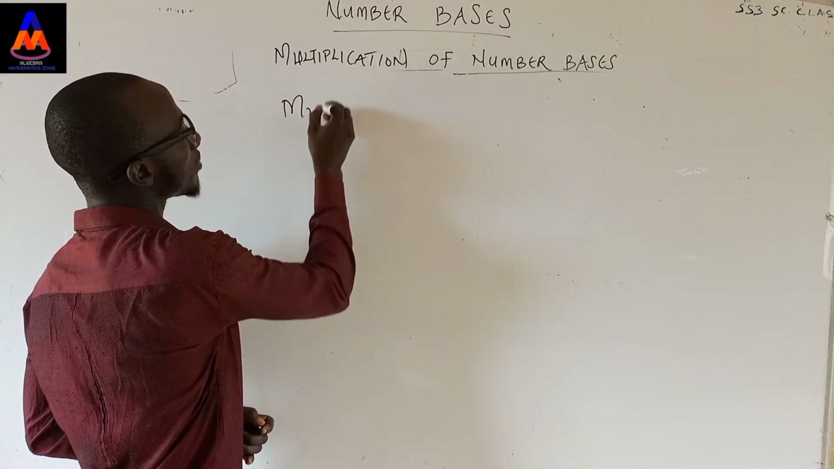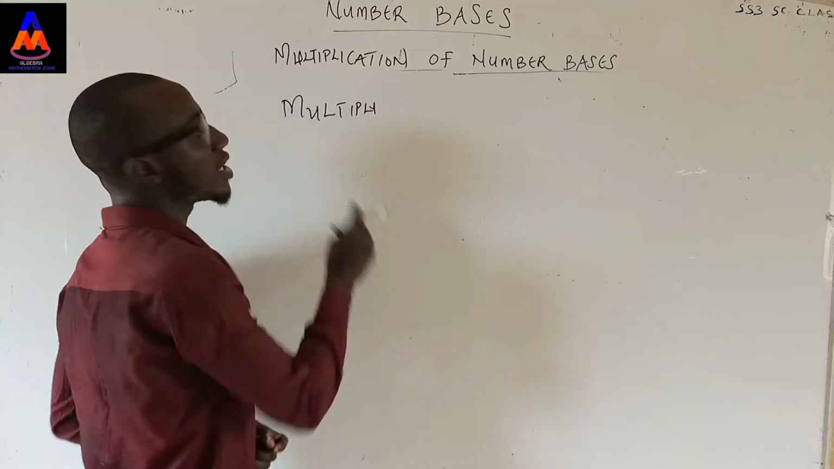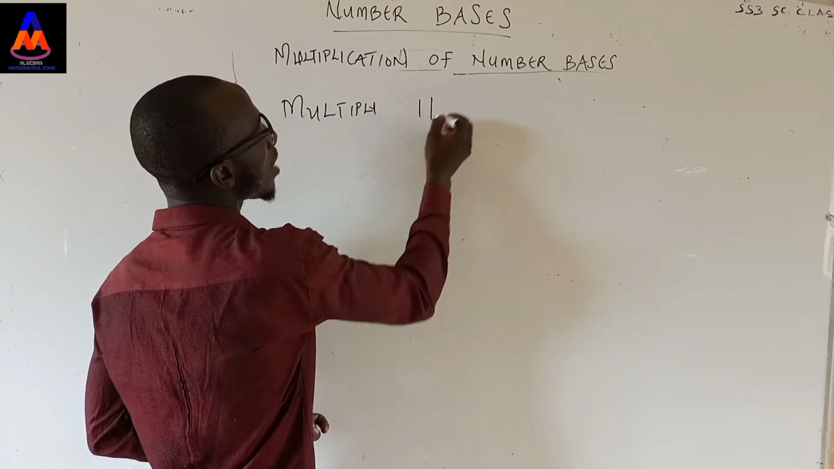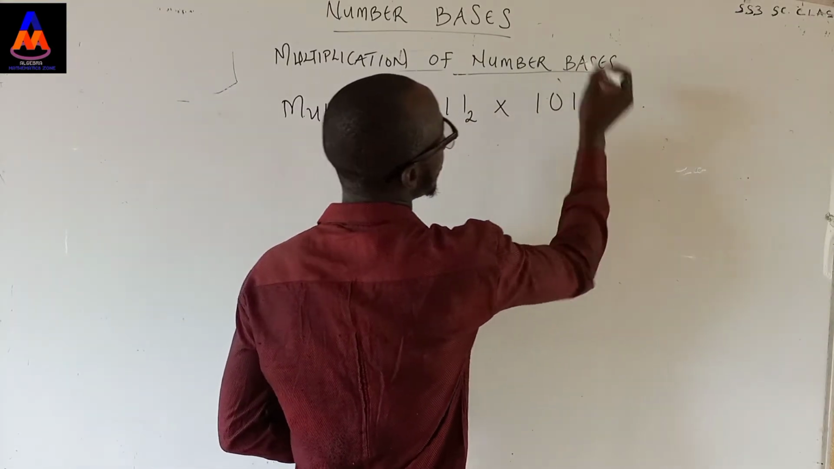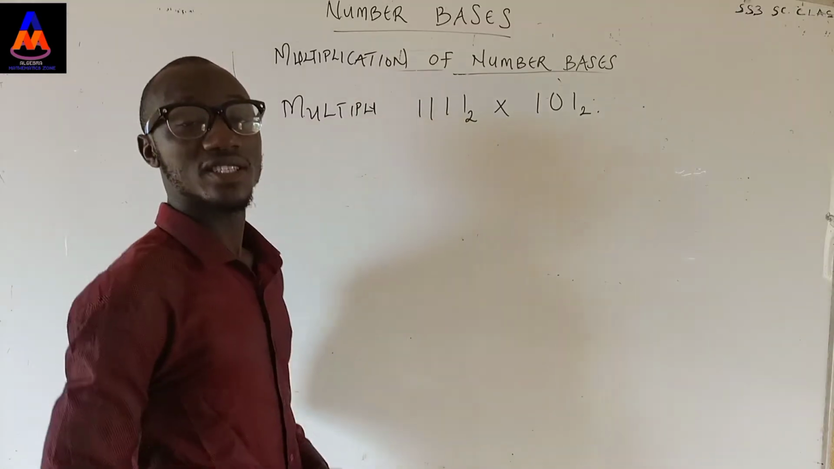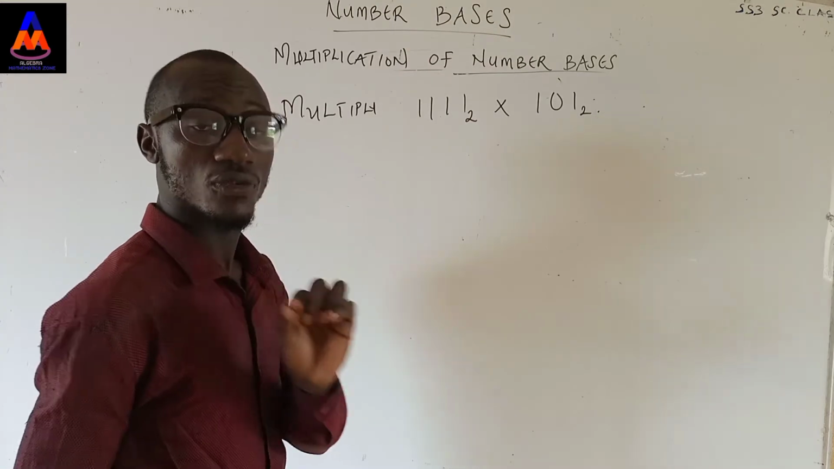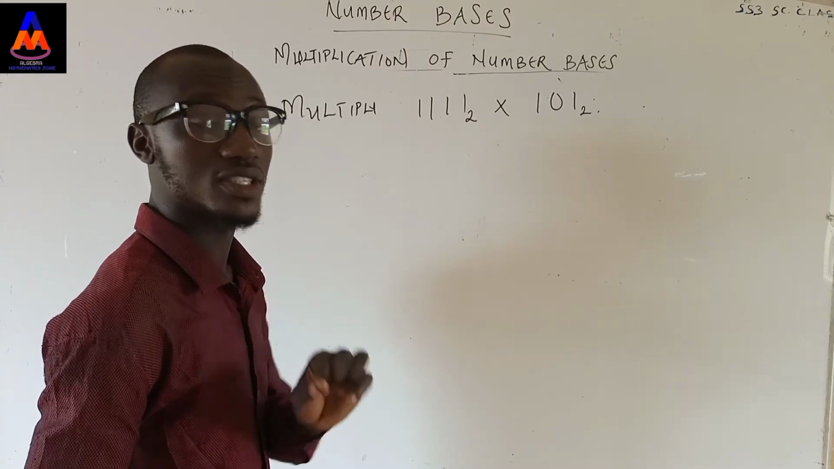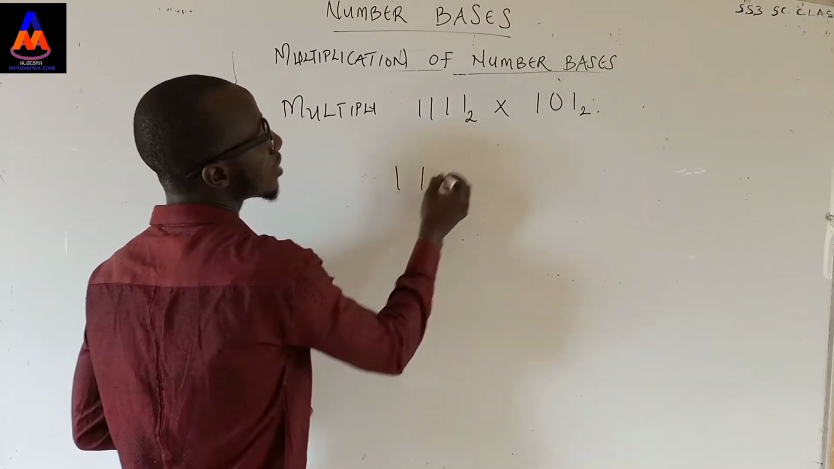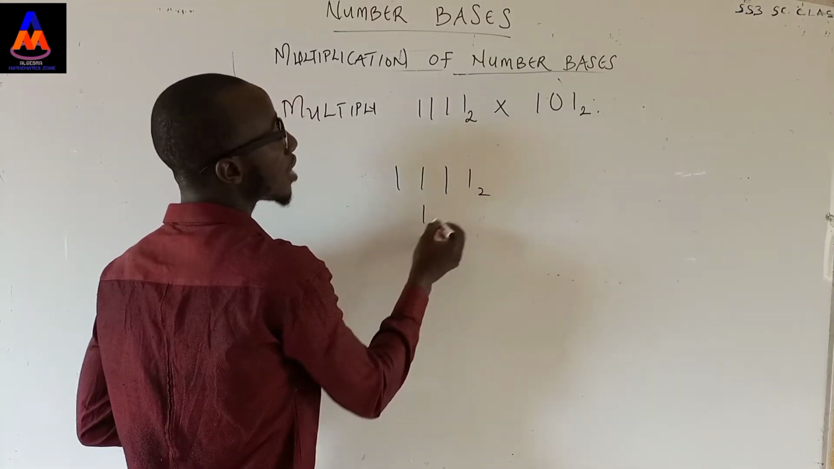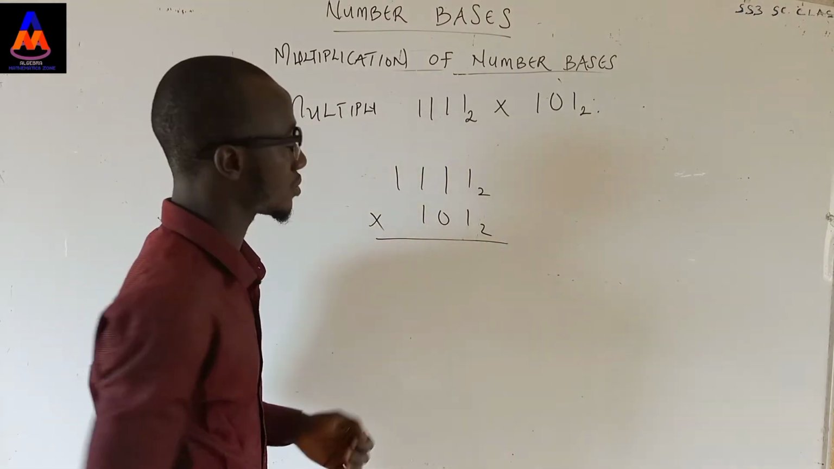So let's have something like this. If you are asked to multiply 1111 base 2 times 101 base 2, we have to multiply this type of numbers. This is very simple, but just don't forget the rule. You must not have a digit representing the base you are dealing with. This is base 2. Deal with it the normal way we are used to.